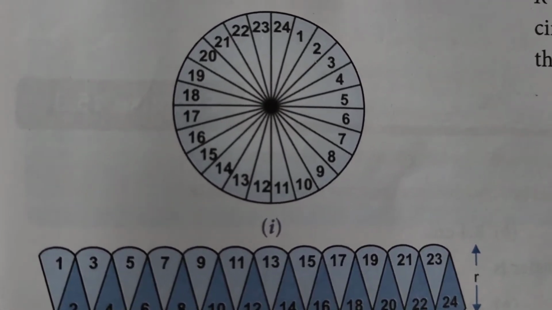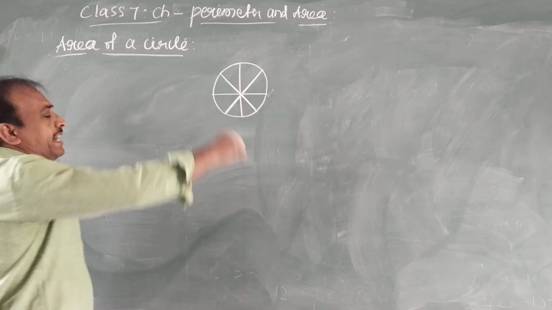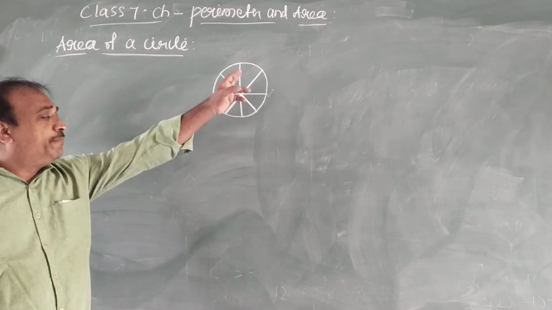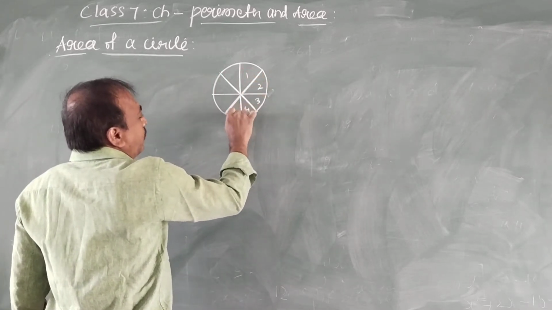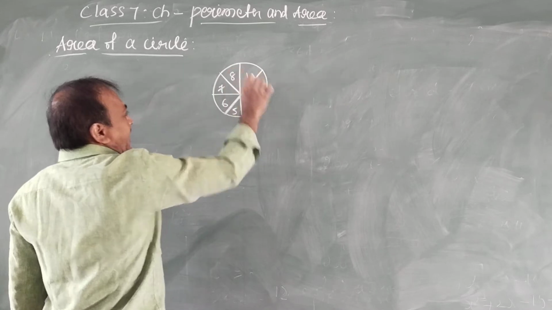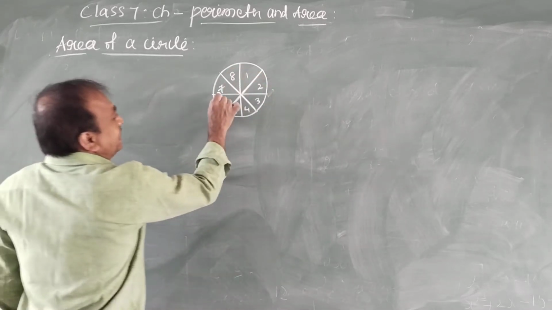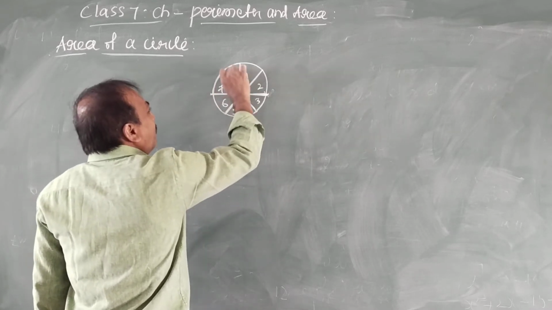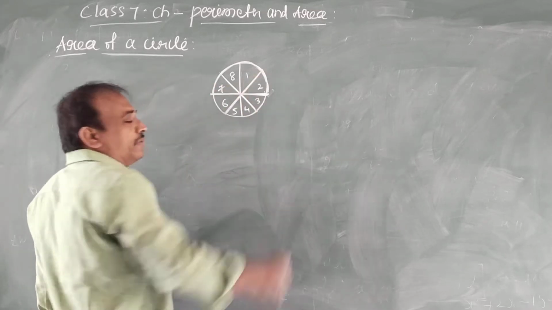You can observe now the area of the circle. The circle is divided into some sectors. Here, as shown in the previous figure, it is 24, and now the parts are divided into 1, 2, 3, 4, 5, 6, 7, 8 sectors. So it is divided into 8 sectors. You see, this is half of the circle. Observe it. This is half, and the leftover is the other half.